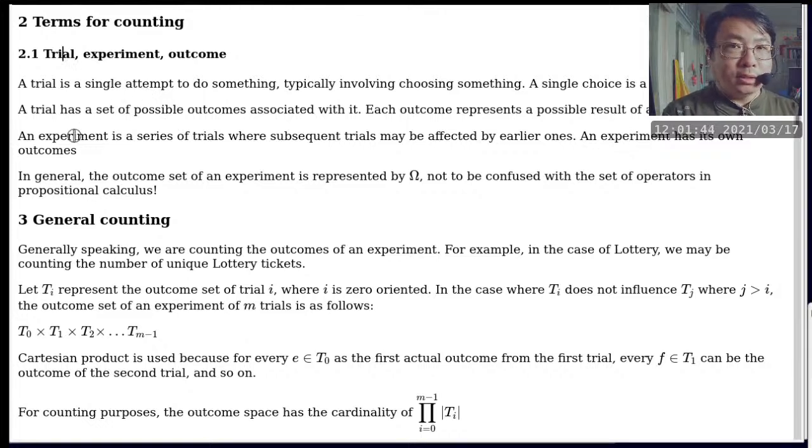An experiment is a series of trials. The key word here is a series of trials, not a set of trials. When we refer to a series, it means ordering is implicitly important. In some experiments, the choices of a later trial can be influenced by an earlier trial.